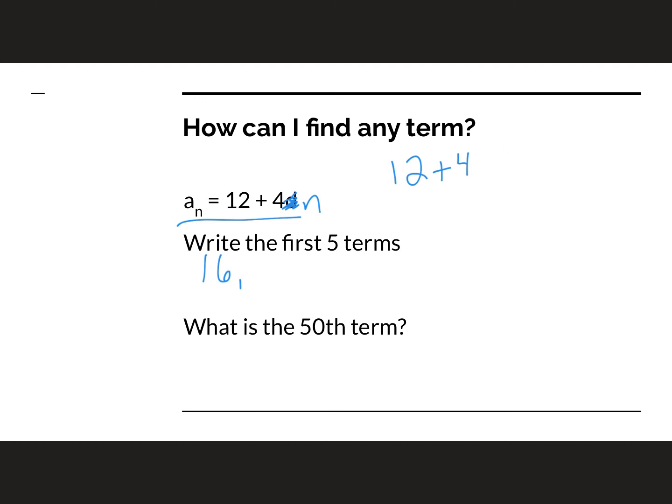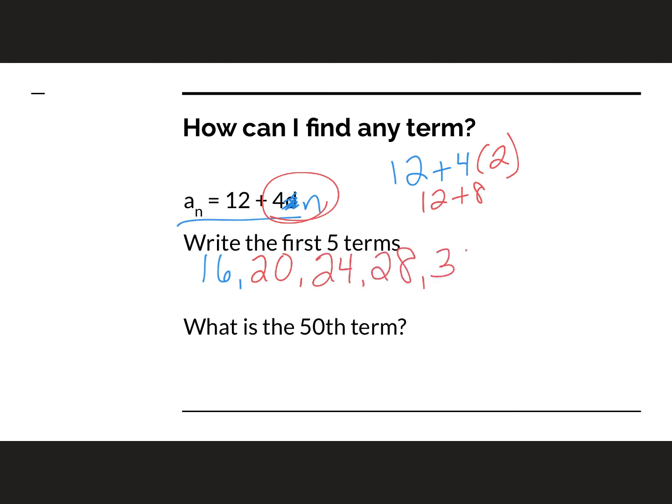and change that 1 into a 2 to find my second term. Well, 4 times 2 is 8, so I have 12 plus 8 gives me 20 as my next term. I know that my common difference here is a 4, so I just keep adding 4. 24, 28, 32. That's the first 5 terms. 1, 2, 3, 4, 5. Then the dot dot dots.